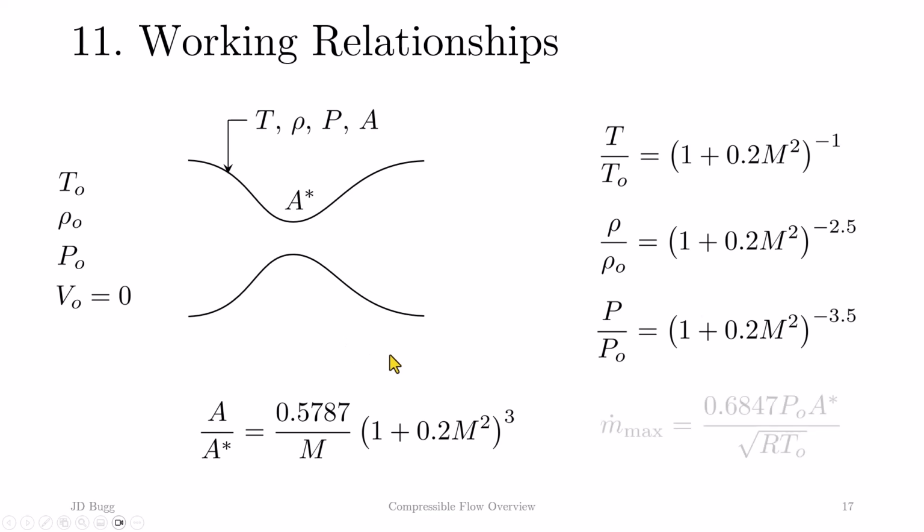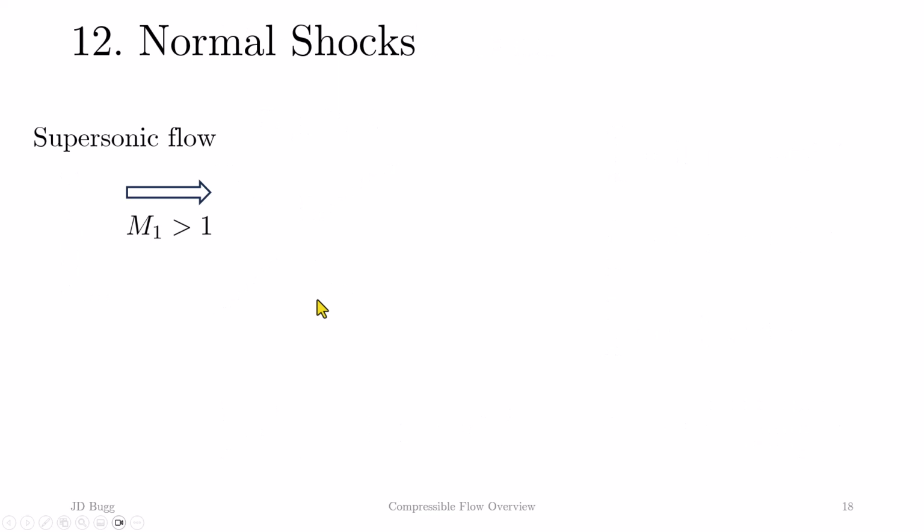Notice in a converging diverging nozzle, the expression for the maximum mass flow rate is the same as for the converging nozzle, since nothing that happens in the supersonic diverging section can affect the flow up to the throat. So far, everything we've looked at is for isentropic flow. This will happen if the downstream pressure is sufficiently low.